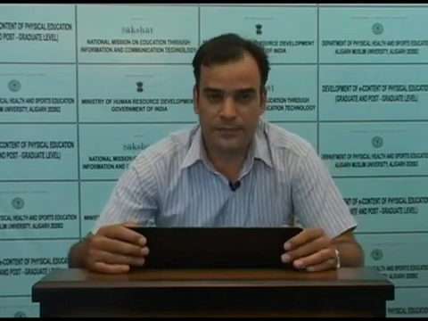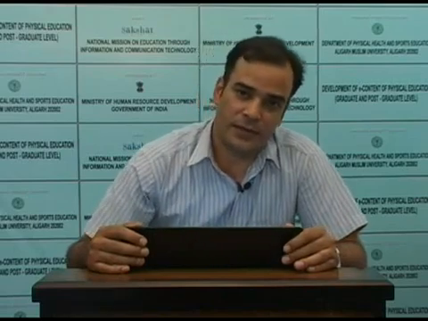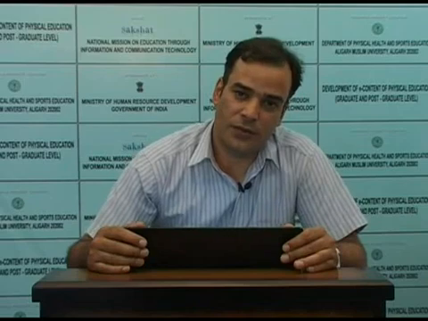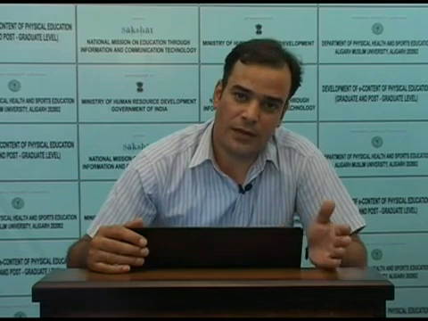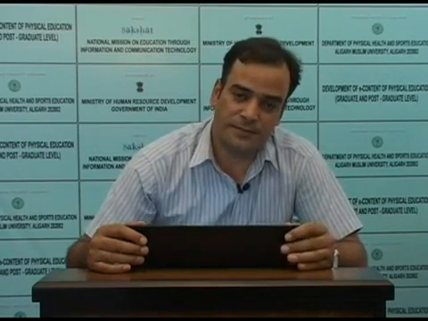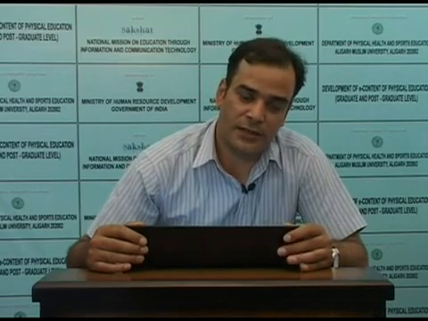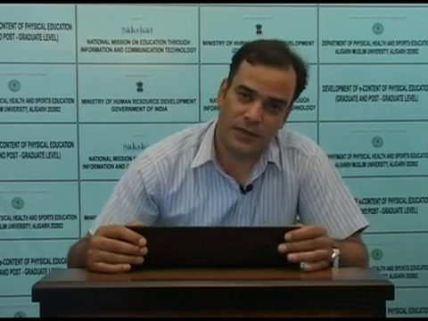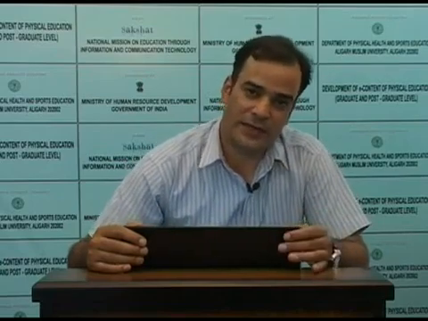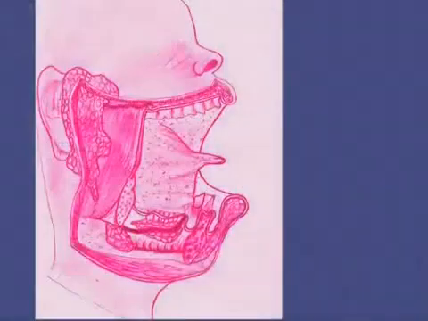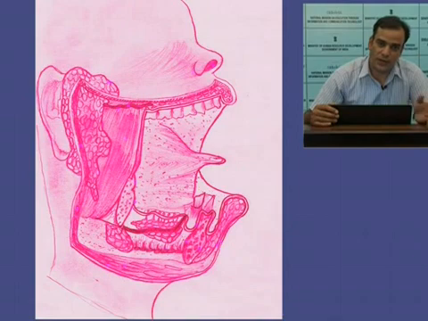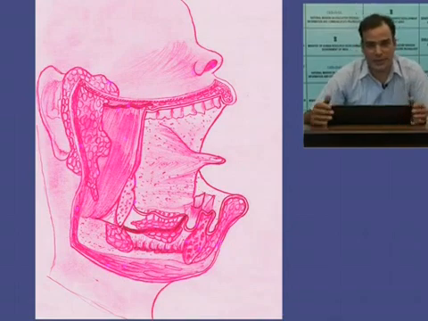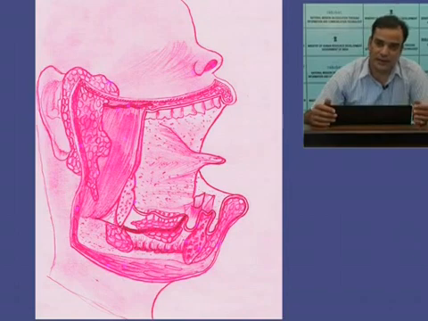The digestive system, as I said, is associated with many glands. Accessory glands of the digestive system, as I mentioned earlier, are the liver, pancreas, and salivary glands. The salivary glands, which are located around the mouth, are of two types: major salivary glands and the minor salivary glands.